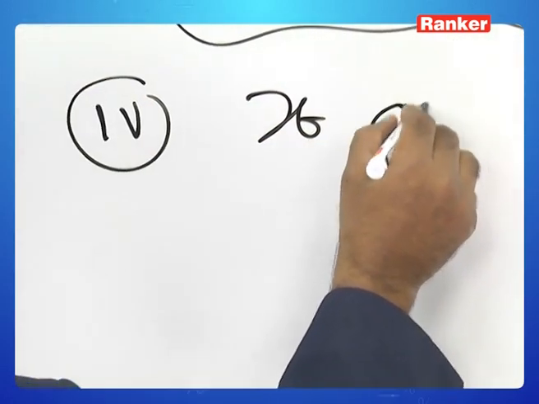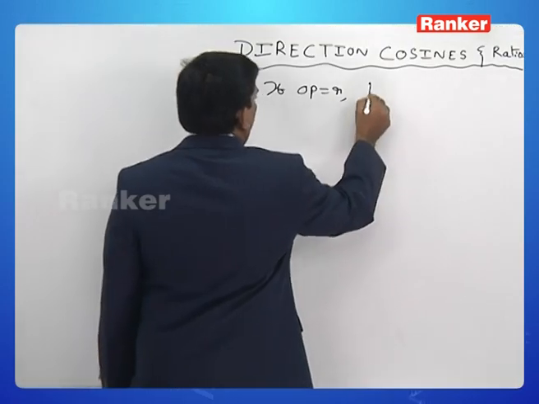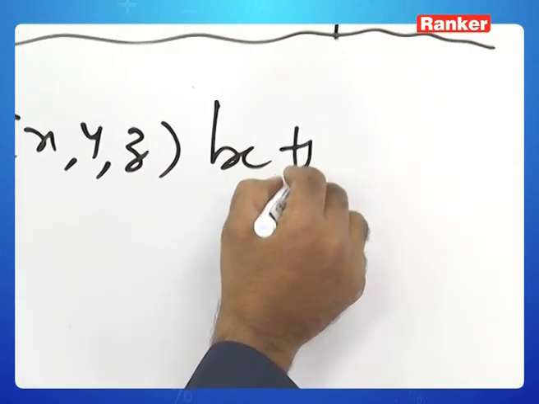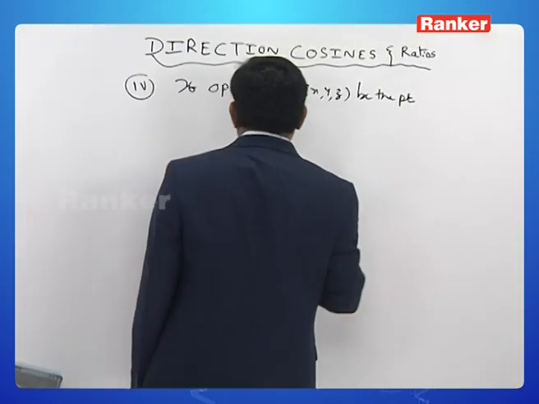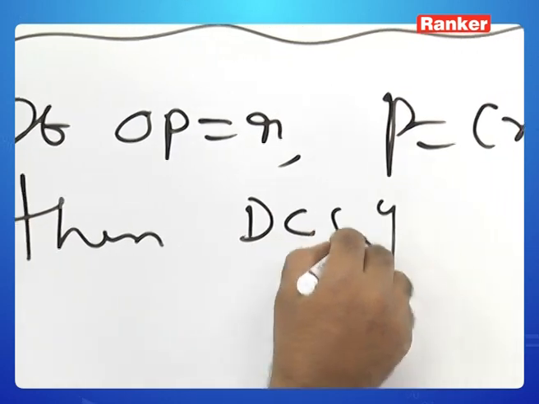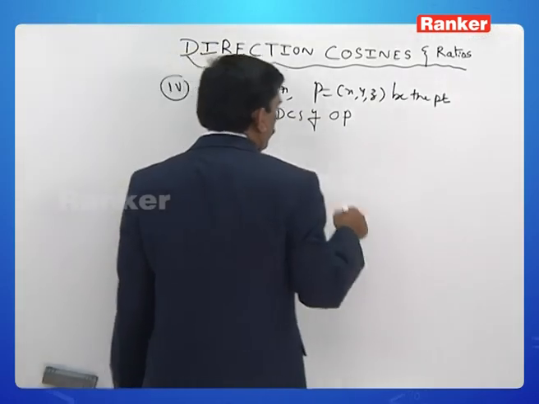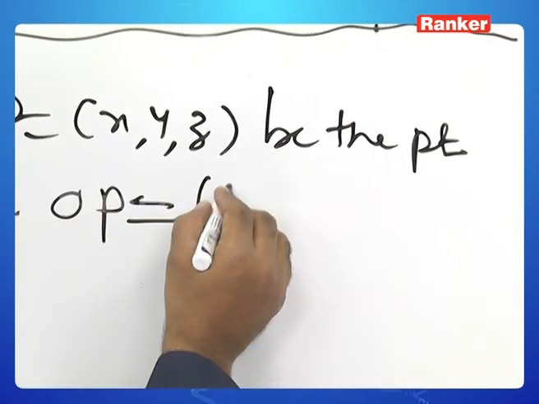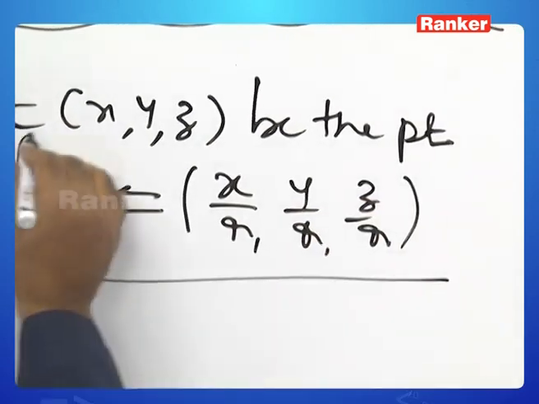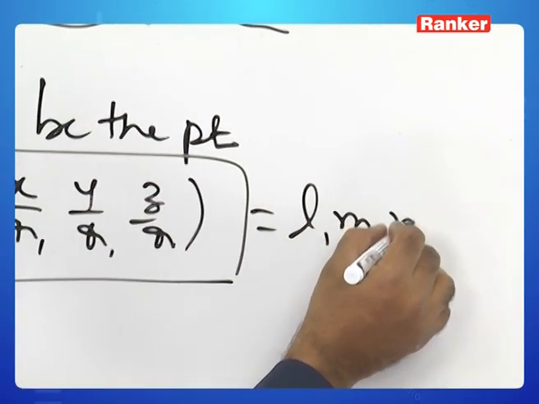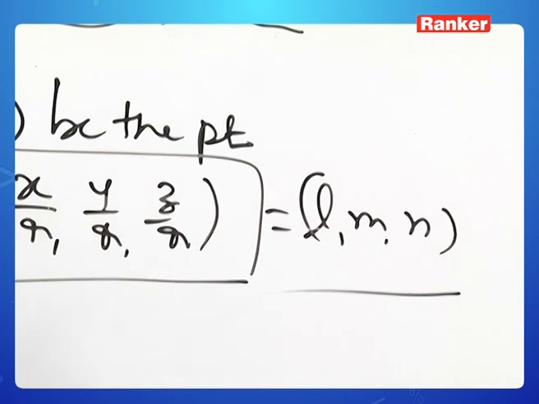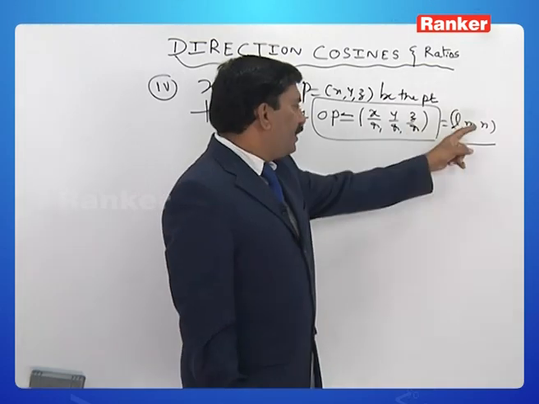If OP is equal to r and P of x, y, z is the point, then the DCs of OP bar in the previous figure are given to be x by r, y by r, z by r. We can also call them l, m, n, where l is equal to x by r, m is equal to y by r, and n is equal to z by r.